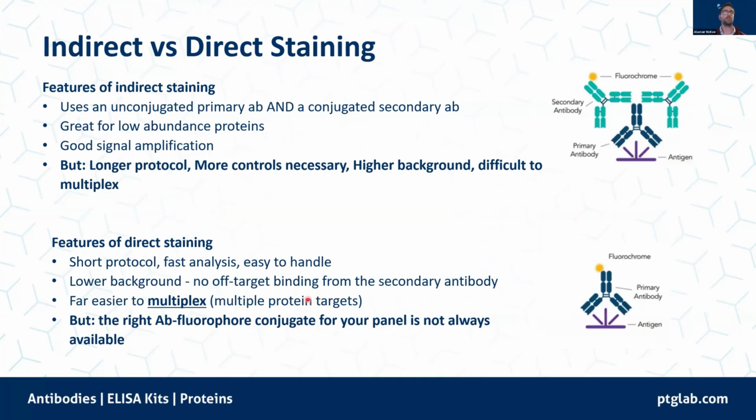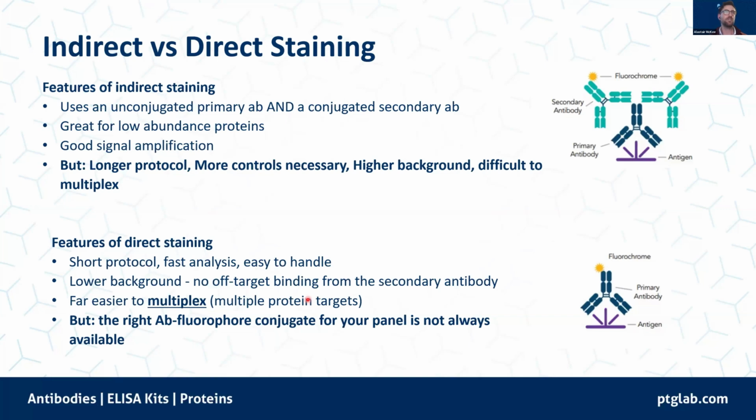So just a quick note on the difference between indirect and direct staining. Indirect staining is using an unconjugated primary antibody and then a conjugated secondary antibody as your reporter. A lot of people who run flow sometimes think that you don't typically use indirect staining. I would say that that's often the case, but you can use it, and there are use cases for it. Particularly if you're working with a low abundance protein, because using the secondary antibodies can help amplify your signal, so it can become a little bit more sensitive for those lower expressed proteins.